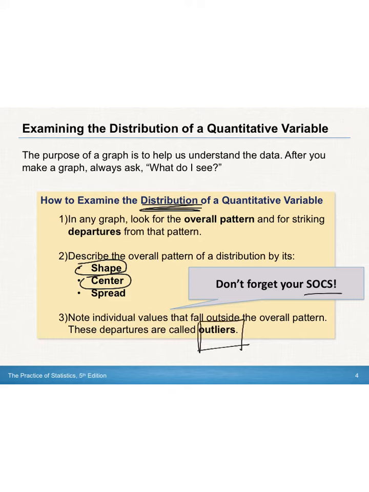We have this mnemonic device called SOCS. It reminds you to do shape, talk about how the outliers affect stuff. That's what the O stands for. What's the center and what's the spread?